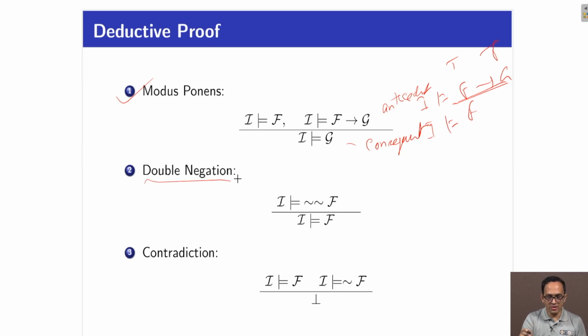The double negation is quite understood. If the interpretation satisfies negation of negation of F, then effectively the interpretation satisfies F, which is quite obvious. And the contradiction says that if the interpretation satisfies F and it also satisfies not F, that means this is problematic, right. This is a contradiction. It cannot happen that under one interpretation the formula is true and false at the same time. So, it means that such an interpretation does not exist, right. And we will actually use this contradiction to prove whether the formula is satisfiable or not, right.